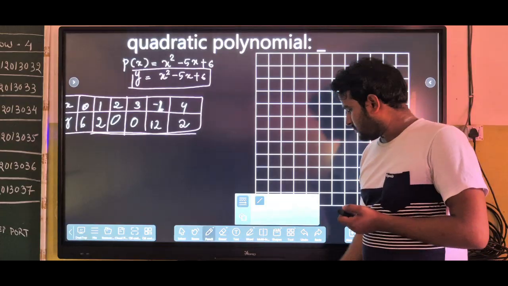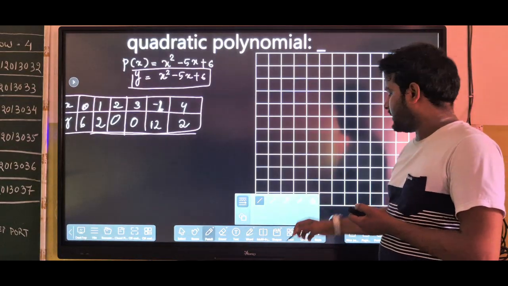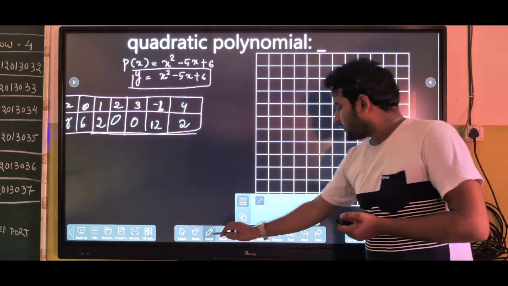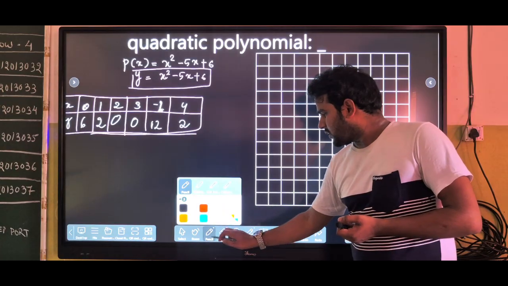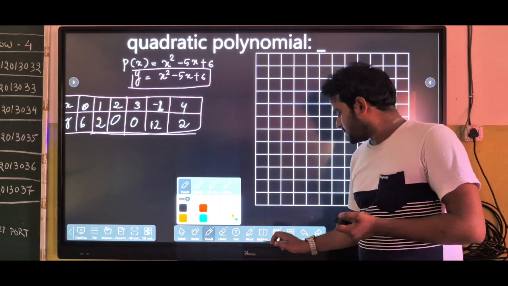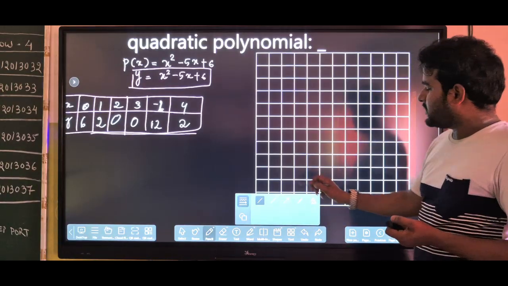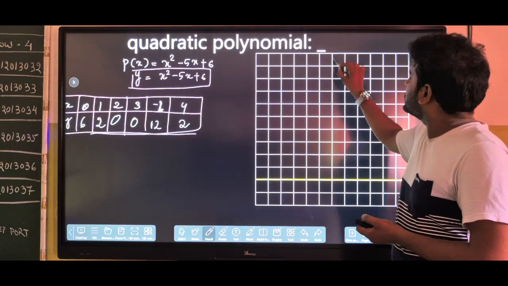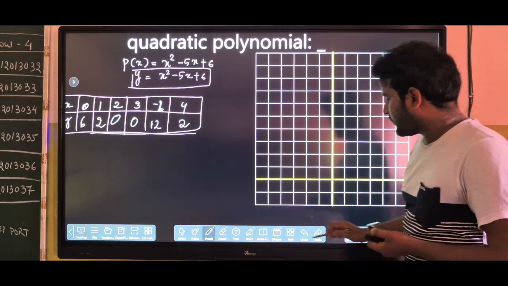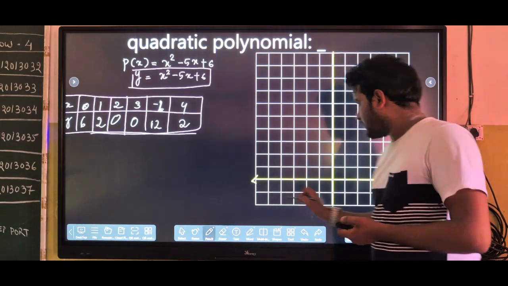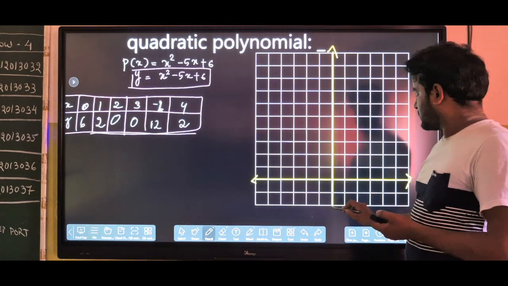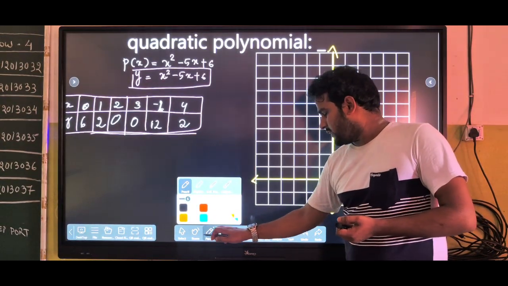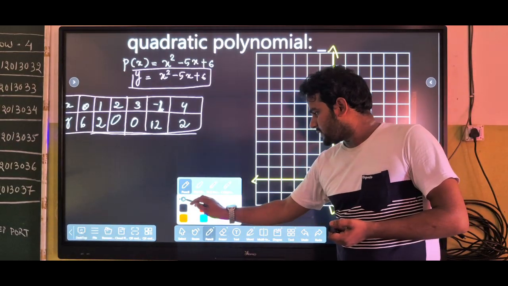I think some more boxes are needed. Let us do it with this many boxes. Straight line, color, let it be the axis. This is our x-axis. This is, suppose, y-axis. Okay, x-axis and y-axis I have drawn. This is the origin. So you can name 1, 2, 3, 4. It is very easy. Now let us plot the points.